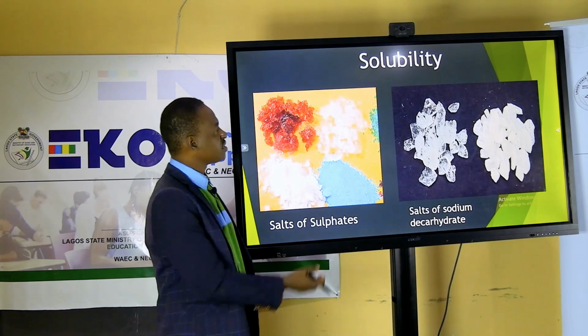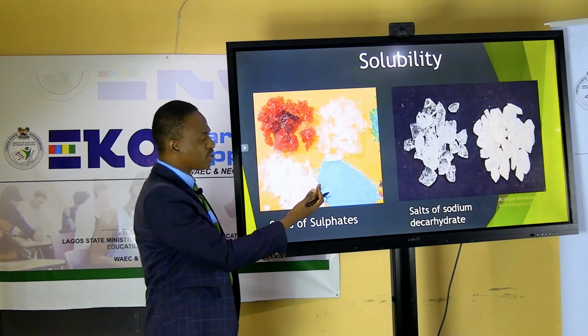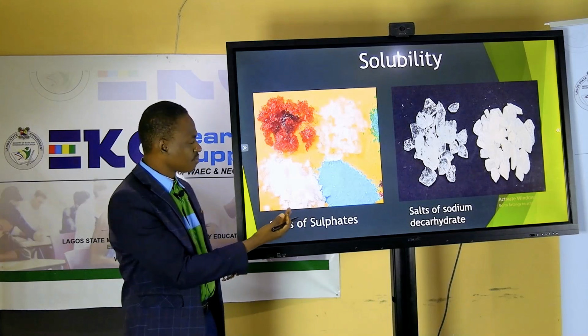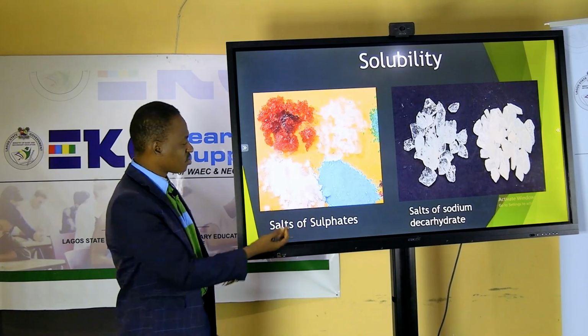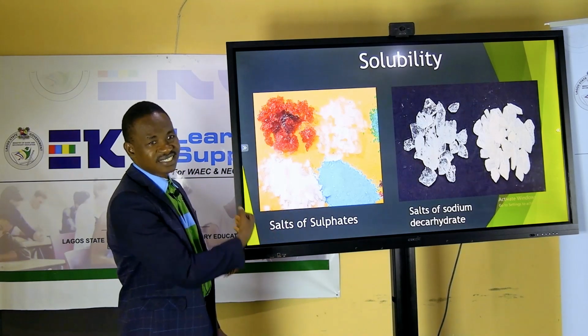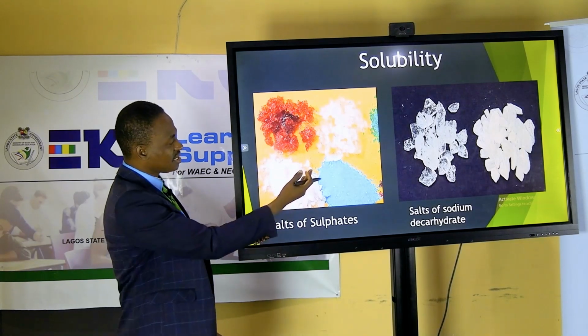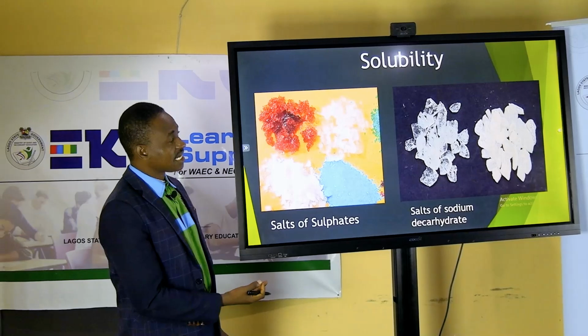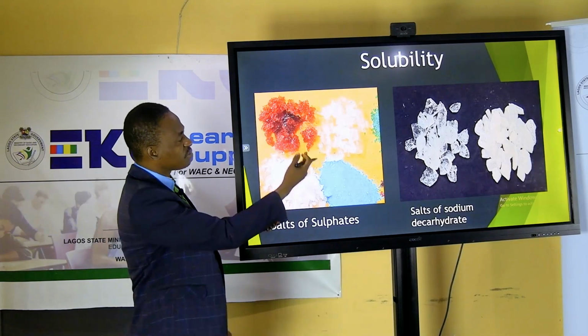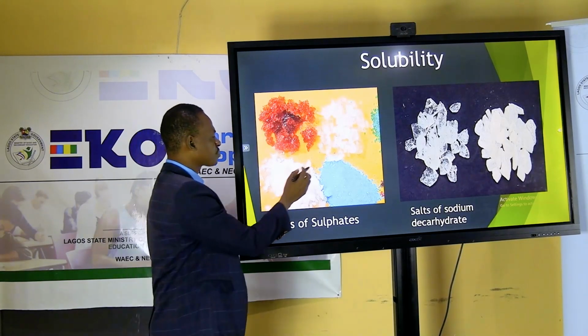A solution. So look at this. These are different solutes, salts, with different colors. So we have the salt of sulfate, which could be in form of white, blue, as you can see. Then we have the salt of sodium decahydrate, which could be in form of crystals.